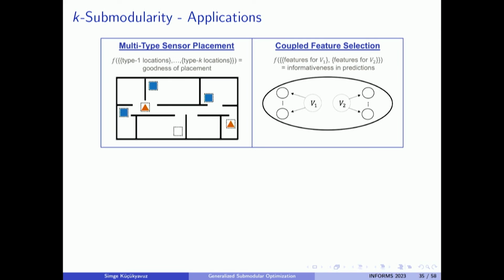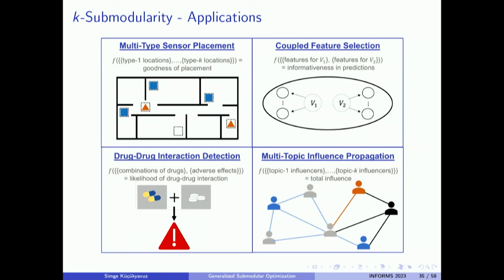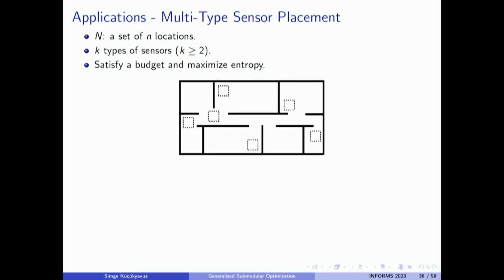Coupled feature selection from machine learning has been studied by other authors and been recognized as a so-called bi-submodular function if you have 2 features that you're trying to select. There's a problem in healthcare, the drug-drug interaction detection problem, where the likelihood function of drug-drug interaction has been shown to be a K-submodular function, in this case a bi-submodular function. And multi-topic influence propagation, again, in social networks. So all of these have been looked at and shown to be bi-submodular or K-submodular, depending on the number of subsets you're looking at.